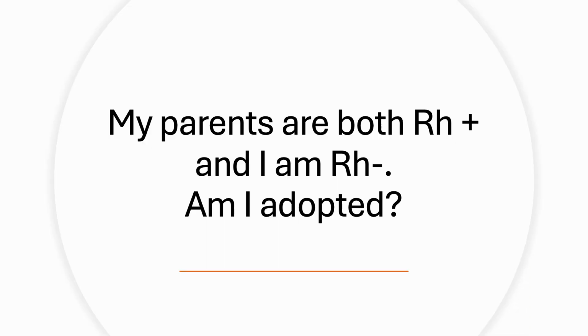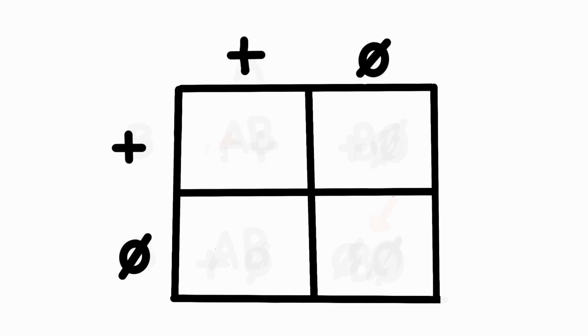We've gone a ways here. Let's have a quiz. Okay. My parents are both Rh positive, and I am Rh negative. Am I adopted? Rh is dominant, so parents may both be heterozygotes. Can you fill in the Punnett square here and find out if the person is actually clearly adopted?